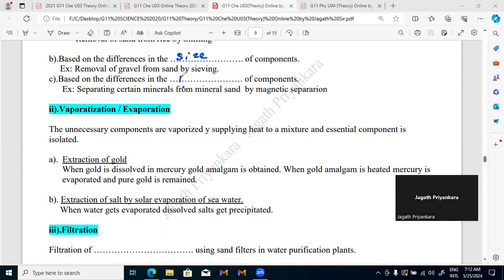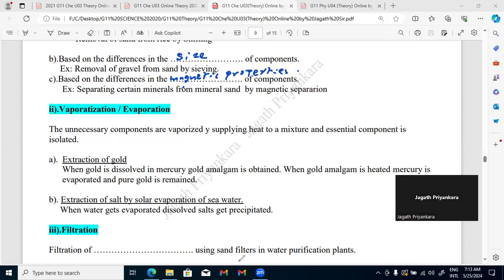And magnetic separation is based on the difference in magnetic properties. Some substances or components are magnetic, and some components are non-magnetic. Magnetic components get attracted to the magnet. I'll give one of the best examples.